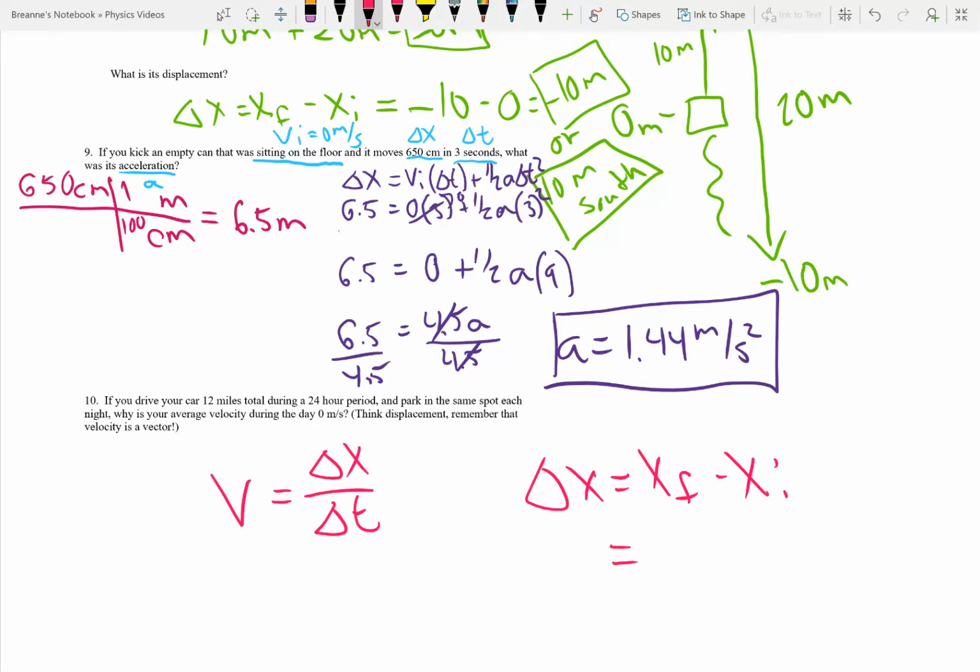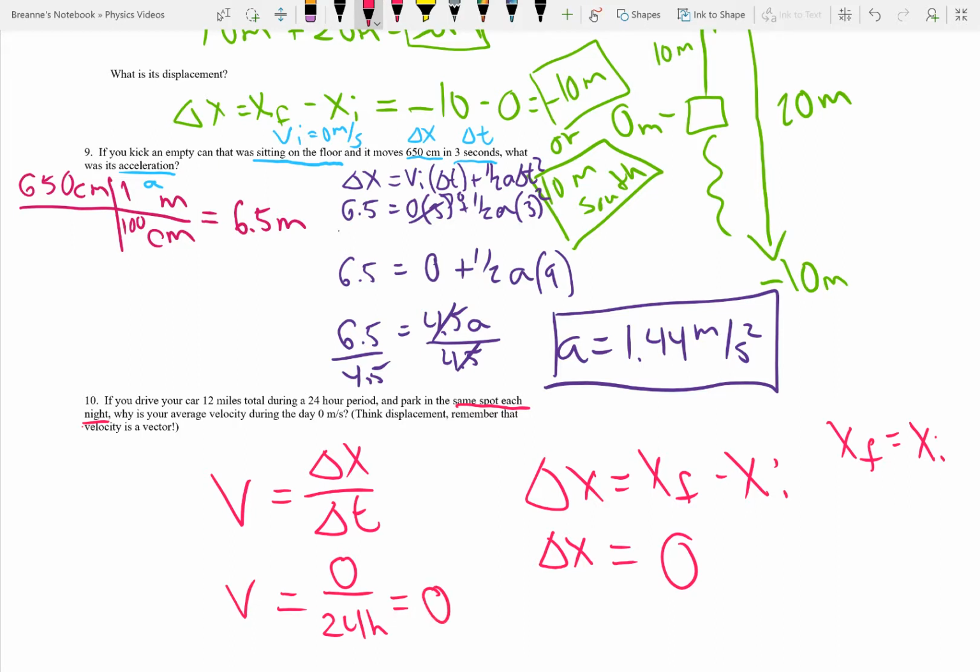your car in the same spot each night, your final position and initial position equal each other. So is there a change if they equal? No. So no matter how long, even if it's 24 hours, if you have no change in position, your velocity will still be 0. So that's a key thing, is knowing what displacement means. That's why going through those Quizlets will help. So hopefully this helps going through the review.